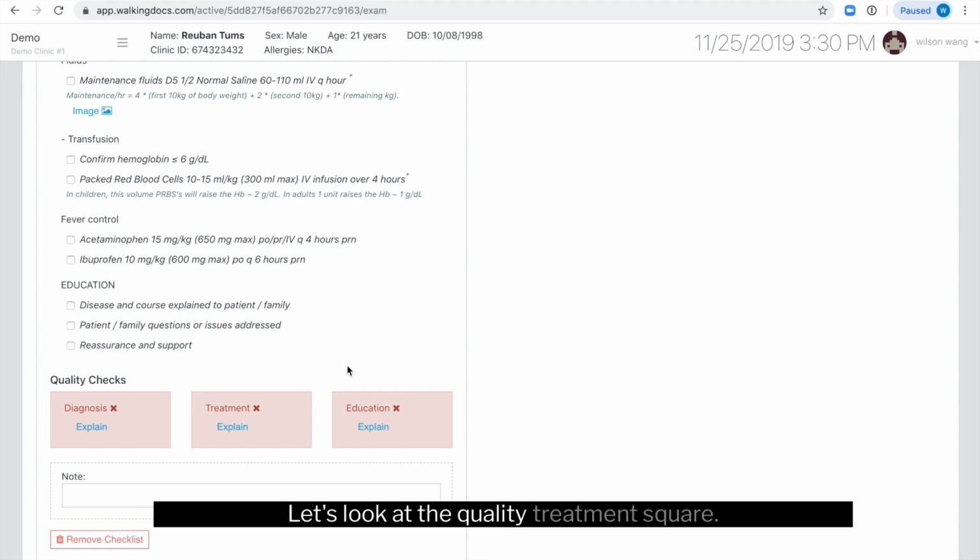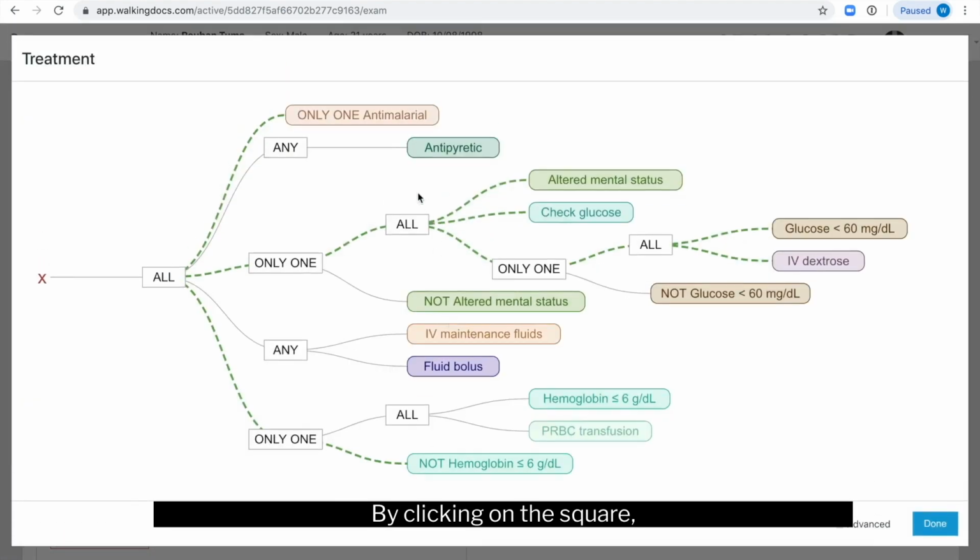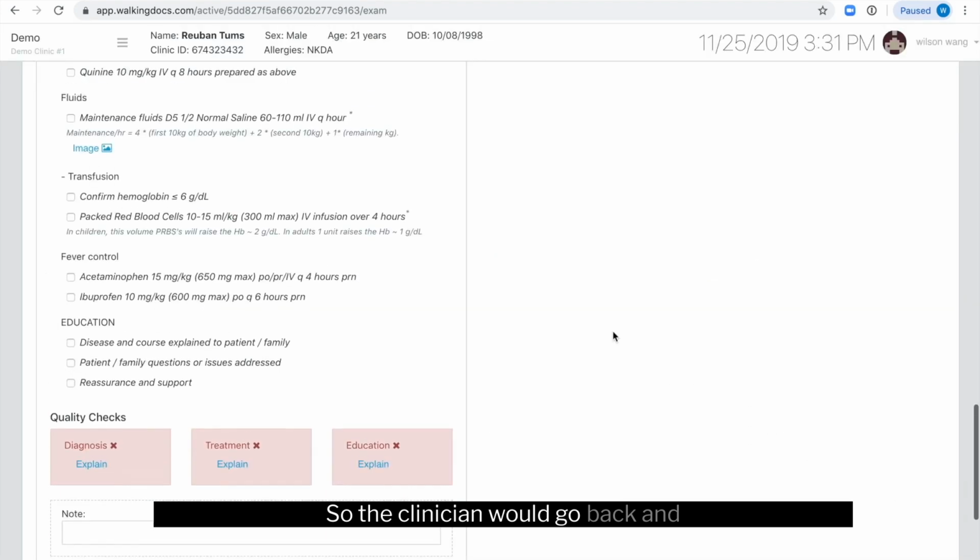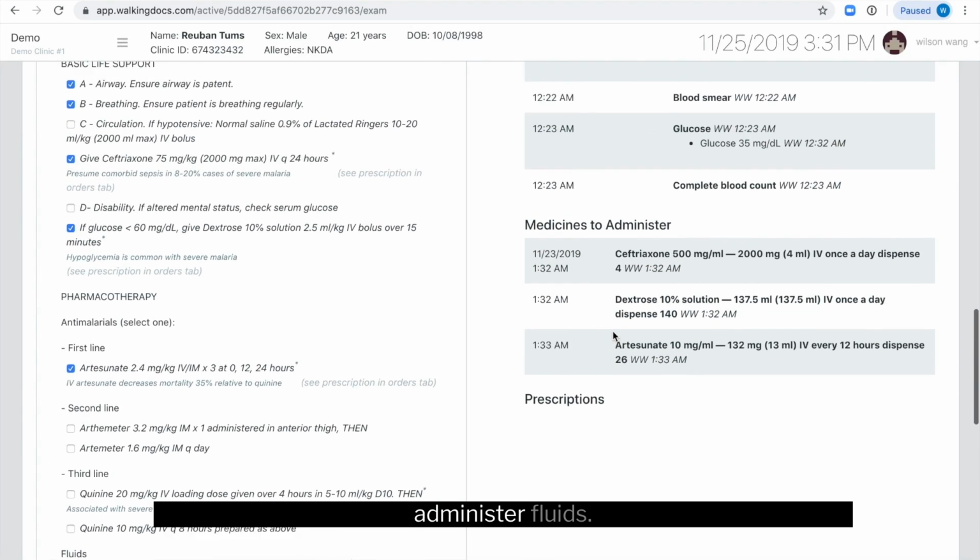Let's look at the quality treatment square. The system is saying that the treatment criteria for severe malaria has not been met. By clicking on the square, we see where the deficiency is. The patient has not received antipyretic. The patient also has not received any type of fluids, despite being hypotensive. So the clinician would go back and administer fluids.